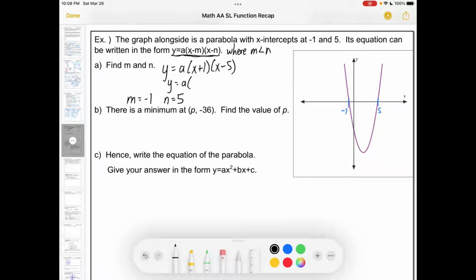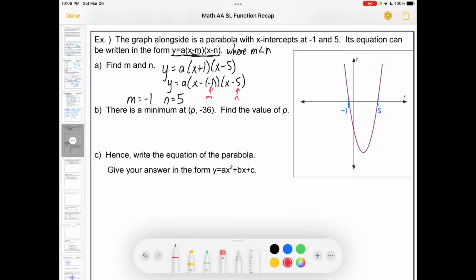They've given it to you as x minus m, so that x plus 1 is actually x minus negative 1. And this one here is x minus 5. So what is m? M is this, negative 1. What is n? N is this, 5.